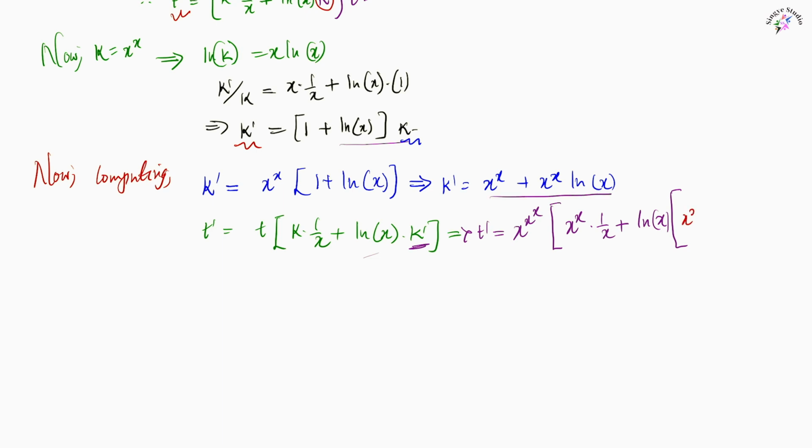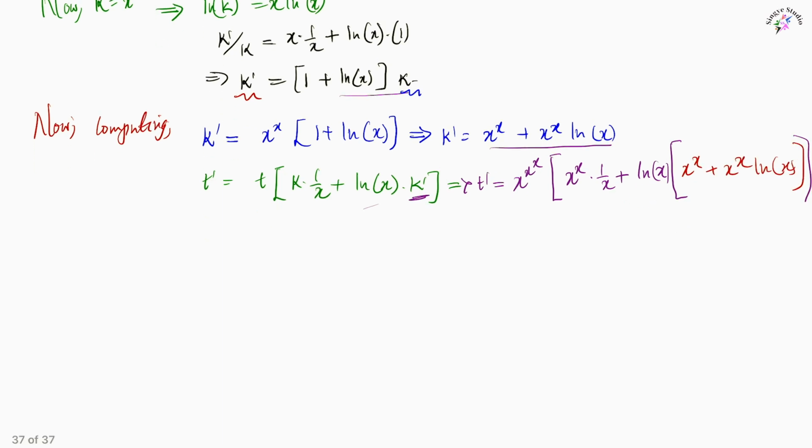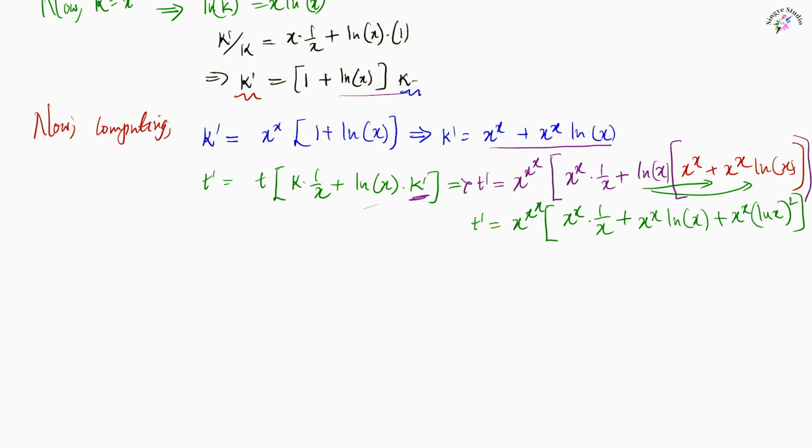We get x raised to x plus x raised to x ln x, and the value is t prime equals x raised to x raised to x raised to x times 1 upon x plus this ln x, we have to distribute here, x raised to x ln x plus x raised to x ln x whole squared. So this is t prime.